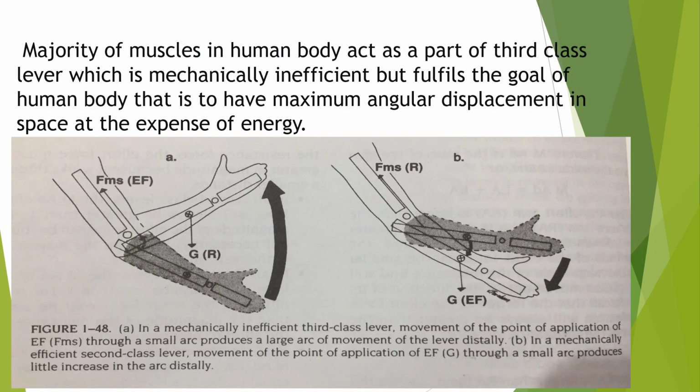So the majority of the muscles in our body act as part of a third class lever, which is mechanically inefficient, but it fulfills the goal of the human body, that is to have maximum angular displacement in space at the expense of energy.